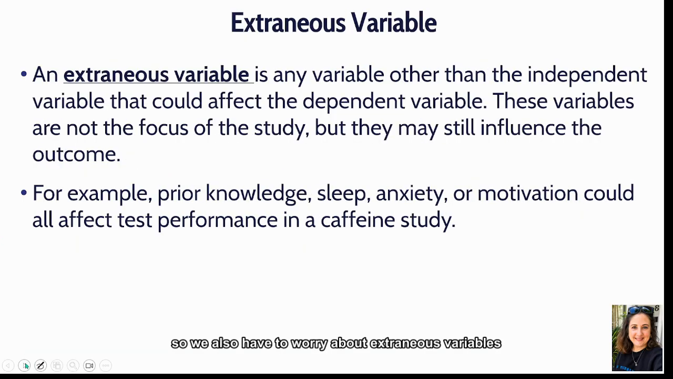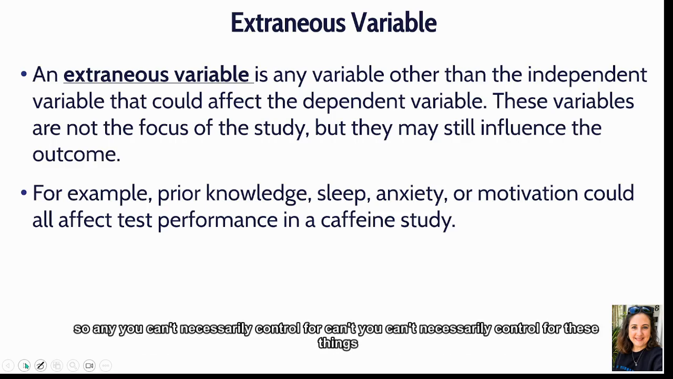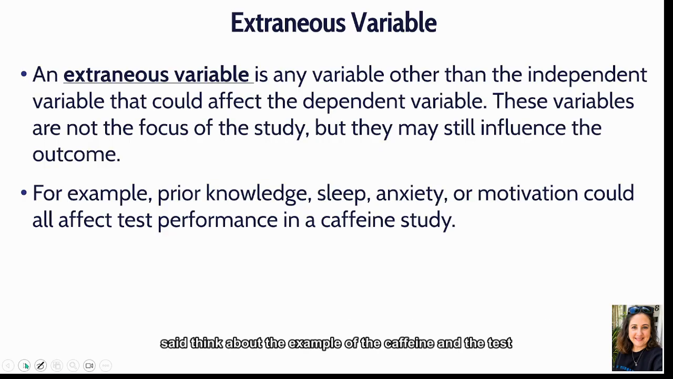All right, so we also have to worry about extraneous variables. Extraneous variables are variables other than the independent variable that could be affecting the dependent variable. They're not the focus of the study, but they could influence the outcome. So, and you can't necessarily control for these things. So think about the example of the caffeine and the test.